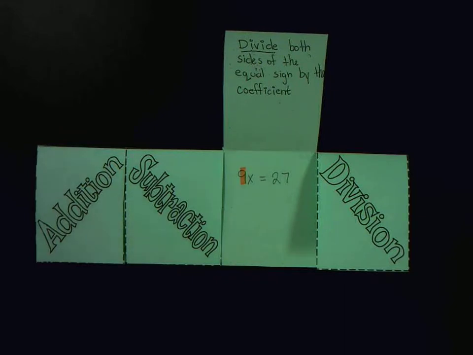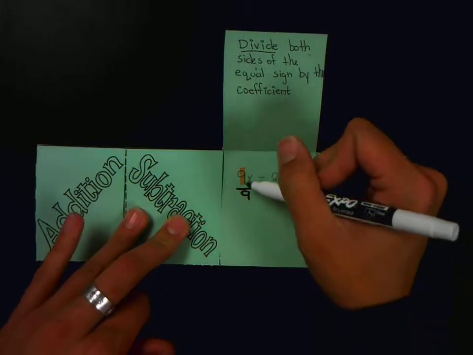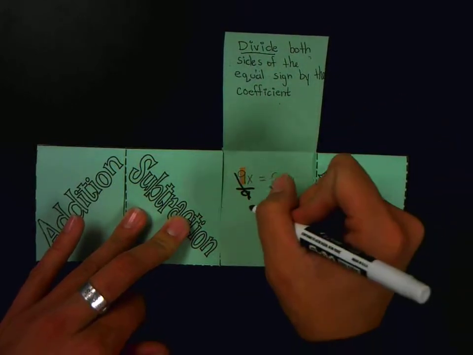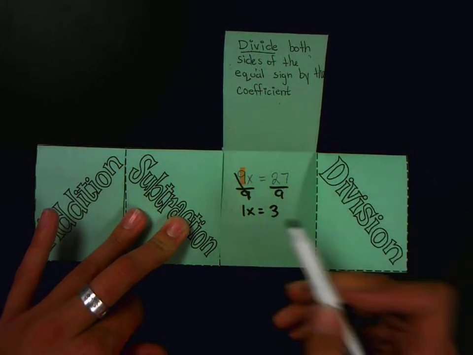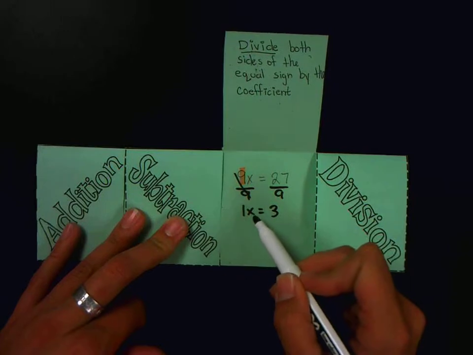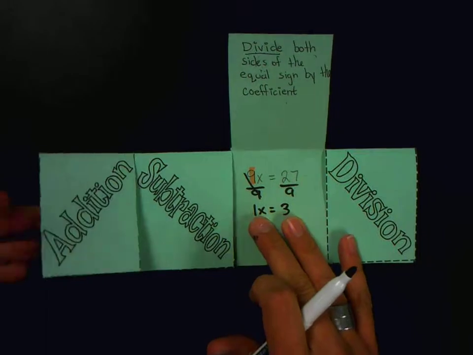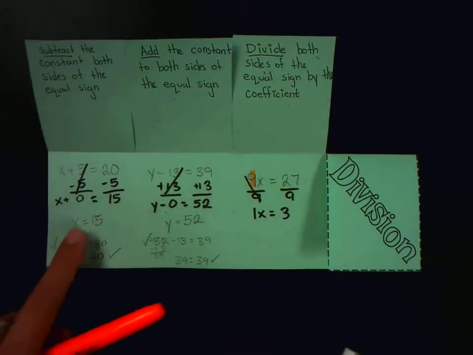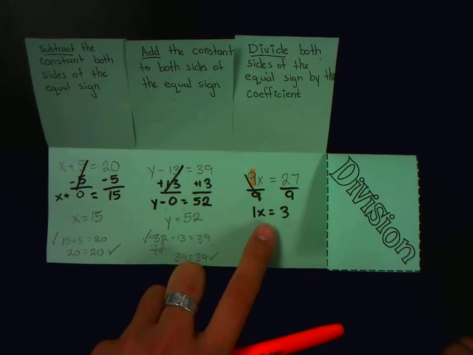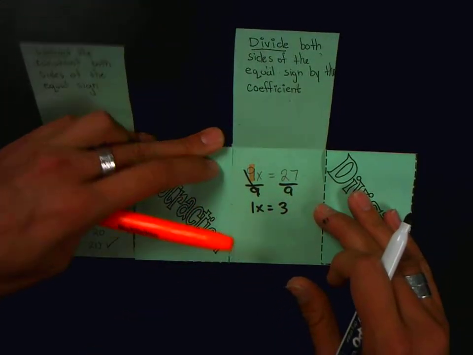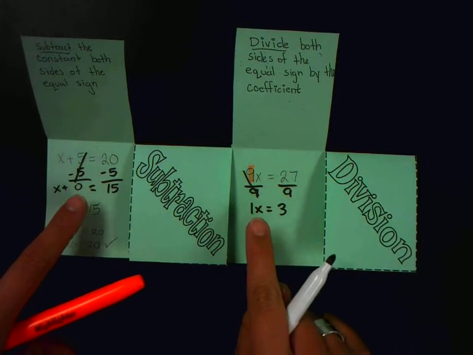So 9 divided by 9 is going to be 1. So that's going to be 1x equals 27 divided by 9, which is 3. Remember that 1 times any number is always itself. This is the identity property of multiplication. Notice that with addition and subtraction, we wanted the identity property of addition, and with multiplication, we want the identity property of multiplication. So the idea is that we are getting zeros and ones, because those are the identity properties. That's our goal, to get zeros and ones.